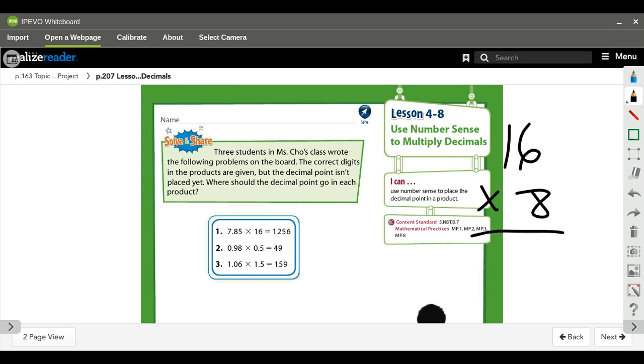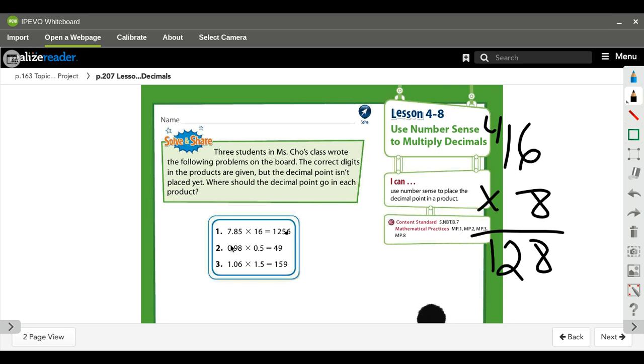So 8 times 6 is going to be 48. I'm going to regroup my 4. 8 times 1 is going to be 8 plus 4 is going to be 128. So my answer needs to be around 128. So that means my decimal is going to go between the 5 and the 6. And when I put my decimal there, I have an answer that's near 128. So I'm using that number sense. If my estimate's near 128, then my final answer needs to be near 128.